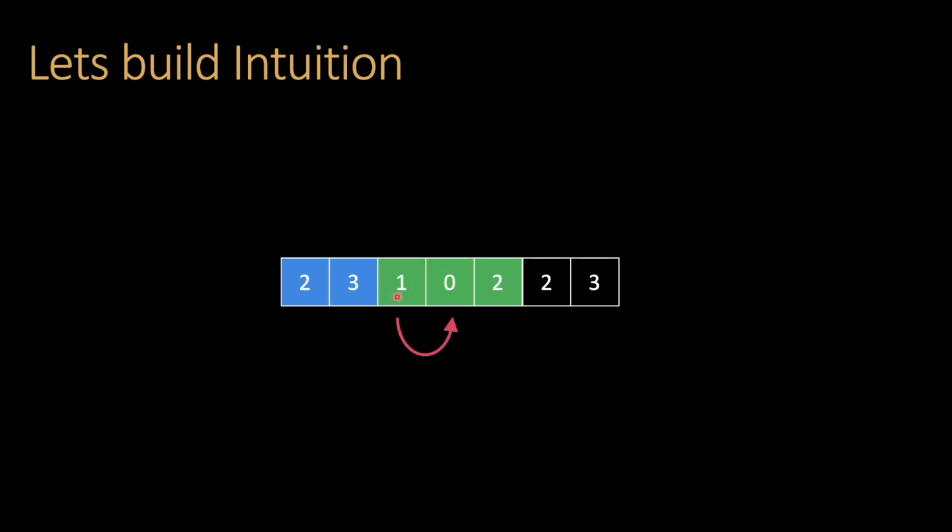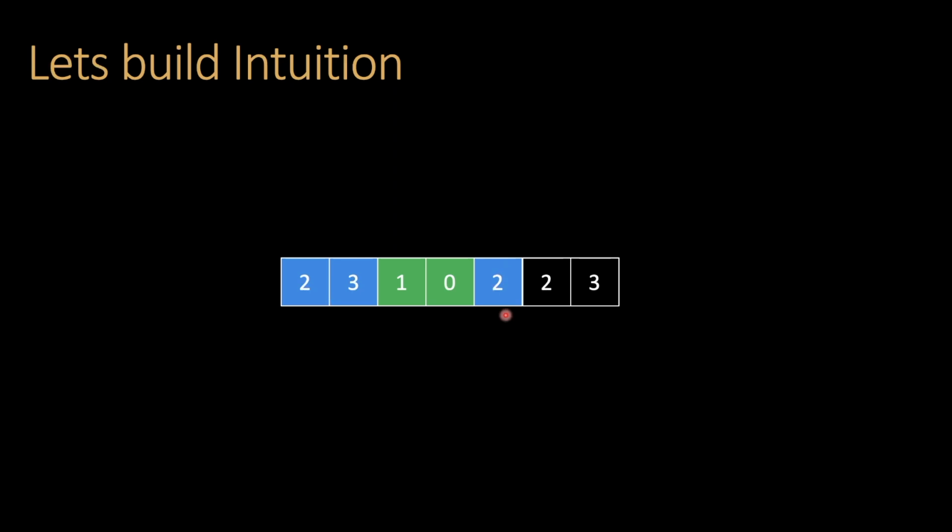If I take 1, then I can only jump to this position. If I take 0, then there is no jump possible. And if I take 2, I can jump till here. So for the greedy approach, we should jump from this position. So we will take this as our next jump, and I have colored it with blue.